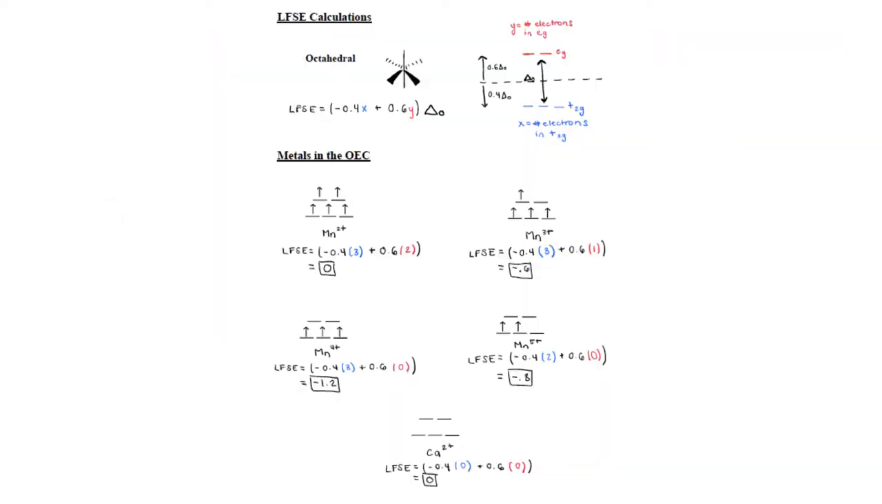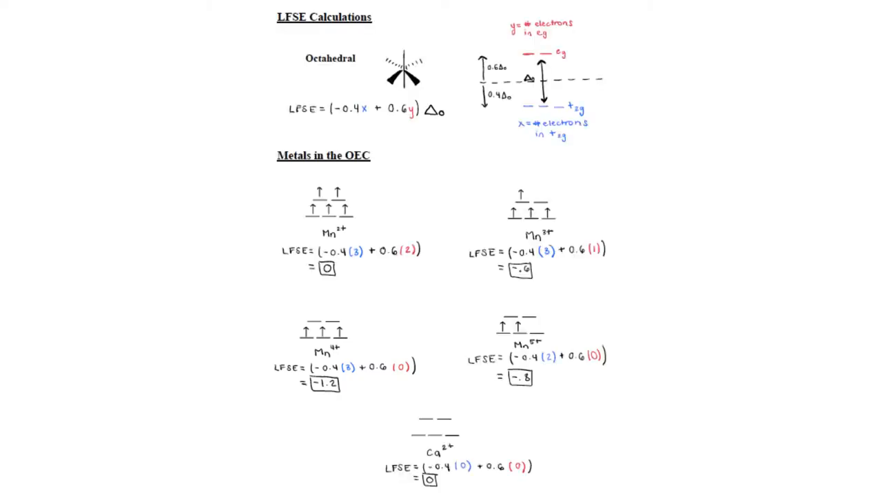The ligand field stabilization energy, or LFSE, splitting diagrams and calculations for the 5 metals in the OEC can be seen here. The more negative the value for the LFSE, the more stable it is. Therefore, manganese 4+ is the most stable because it has an LFSE value of -1.2.